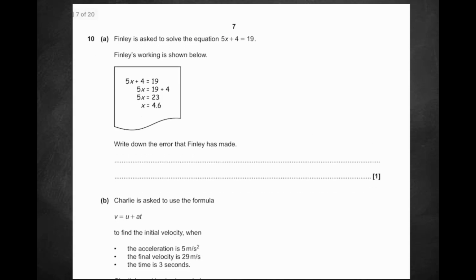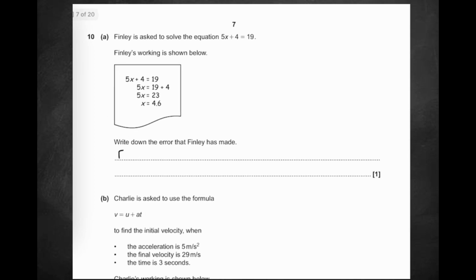Question 10. Finley is asked to solve the equation 5x plus 4 equals 19. Finley's working is shown below. Write down the error that Finley has made. Well, what he's done, Finley has added 4 to the right-hand side in the second line, but taken away 4 on the left-hand side.